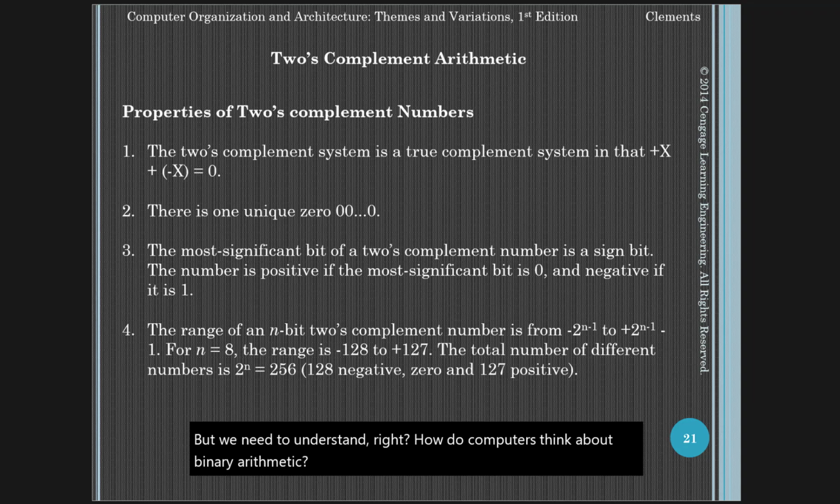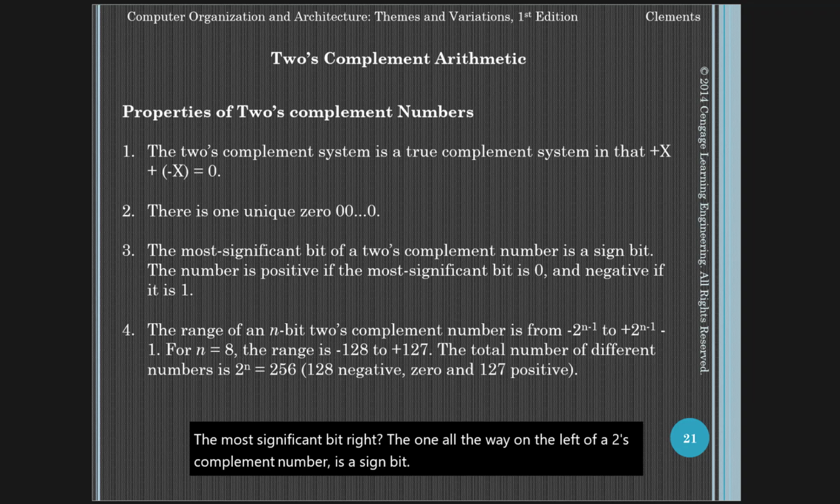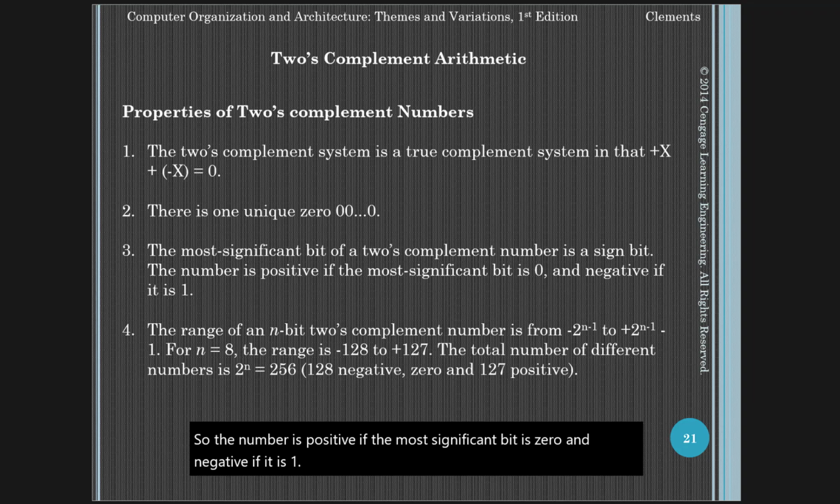And so some properties of 2's complement numbers: The 2's complement system is a true complement system. So a positive x plus a negative x is going to equal 0. There's only one unique 0. The most significant bit, the one all the way on the left, of a 2's complement number is a sign bit. So the number is positive if the most significant bit is 0 and negative if it is 1. We have our range of an n-bit 2's complement number.